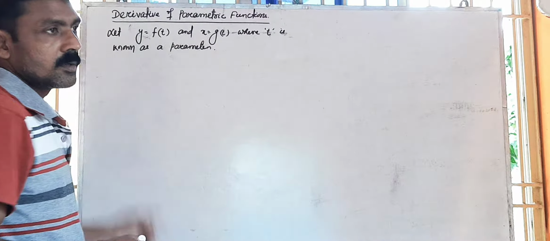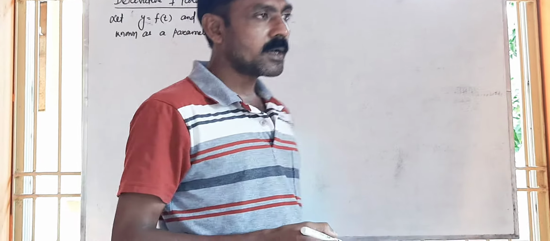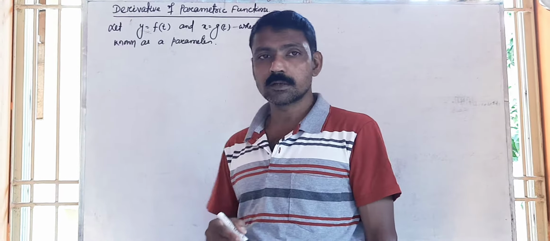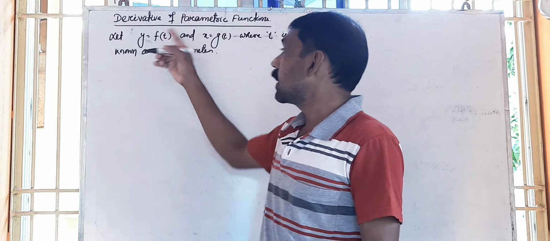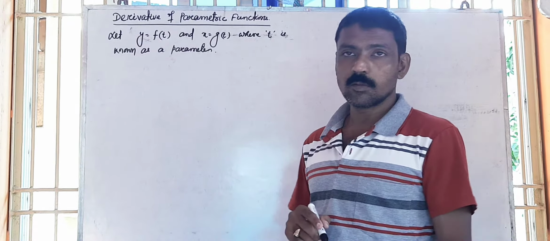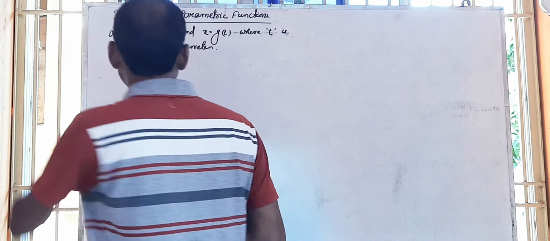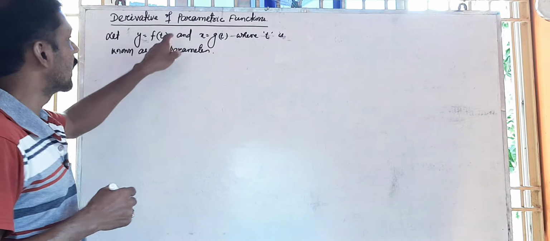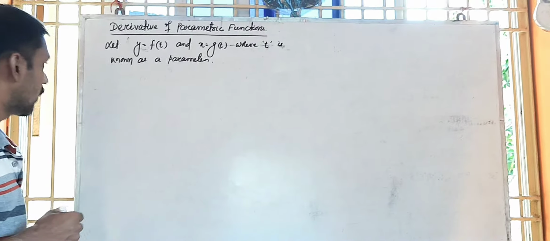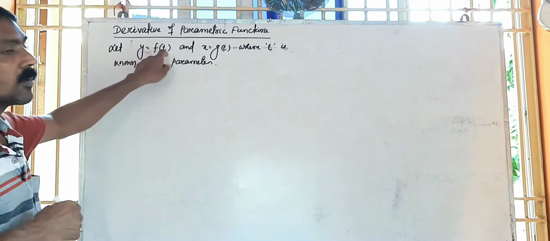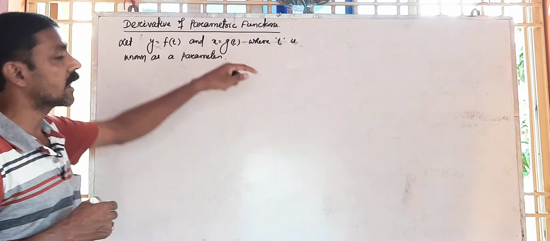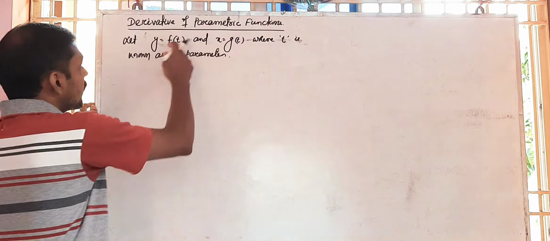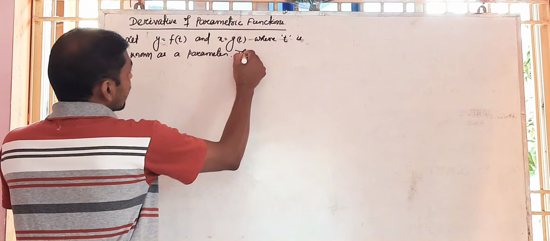So in the previous cases, we were finding the derivative of y with respect to x, where y is directly a function of x. But here both x and y are functions of another variable t. It should be noted that x and y must be functions of the same variable only. If you take y as a function of t, you cannot take x as a function of any other value except t. Both should be the same variable.